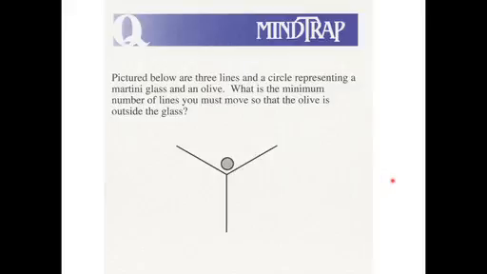Please do not think that the administration approves of underage drinking of martinis simply because this mind trap deals with one. But I am asking you to think a little bit outside of the box here. We've got 3 lines in a circle representing an olive in a glass. What is the minimum number of lines you have to move so that the olive is outside the glass?